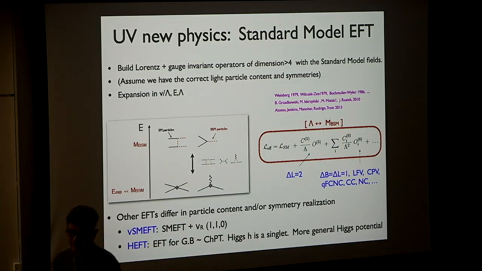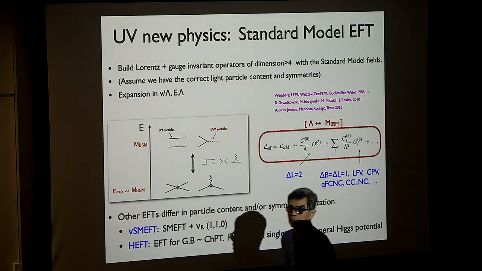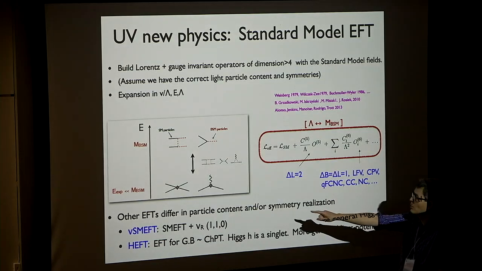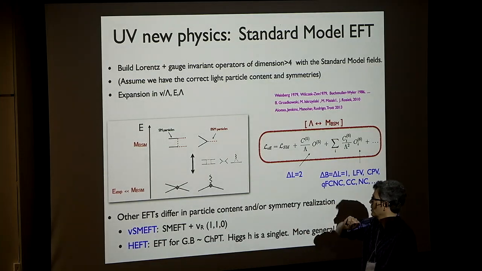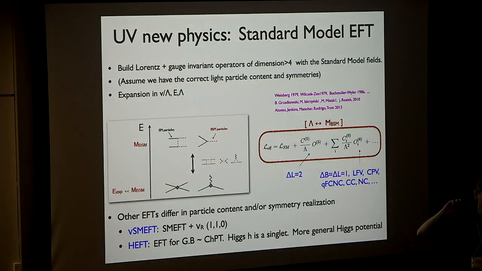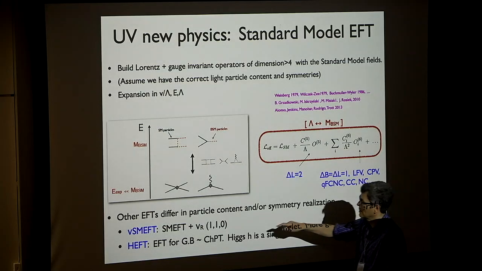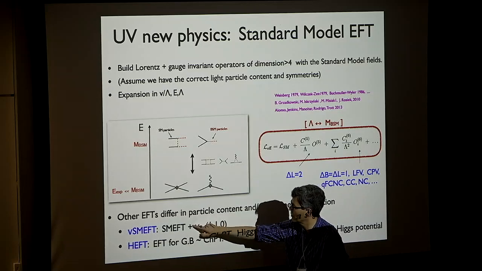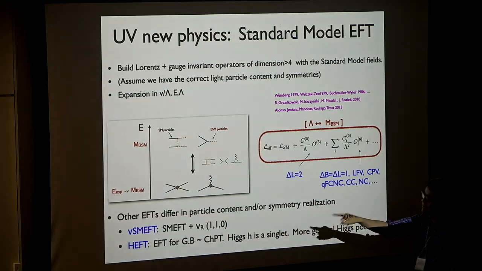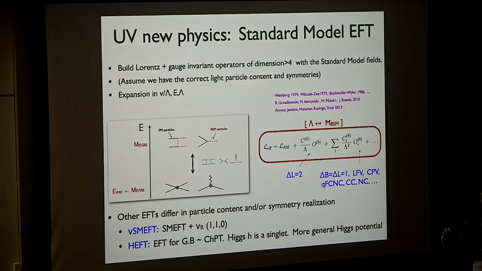We'll see the dimension 5 example in a moment, but I want to say for completeness, it's not the only game in town when you're thinking about high energy extensions. You can change a particle, add particles, or change the way symmetries are realized. So if I add our friend from yesterday, the right-handed neutrino, which is a singlet under everything, this framework is called nuSMEFT.